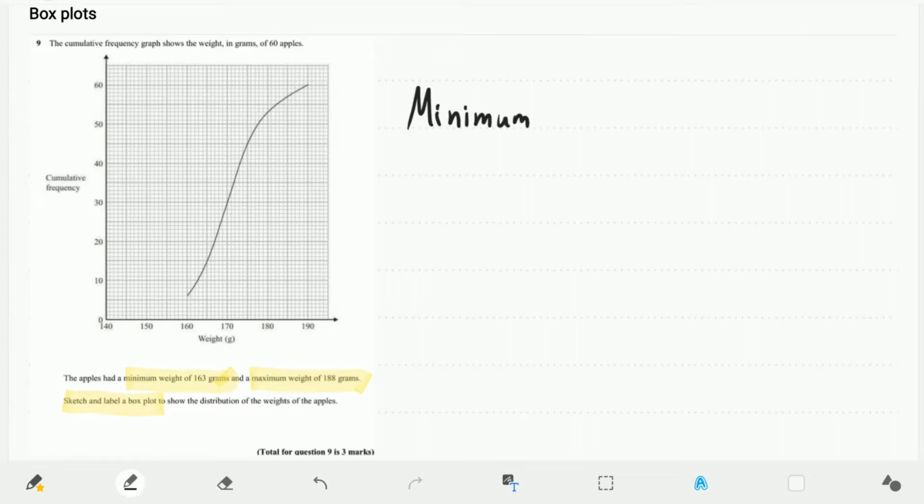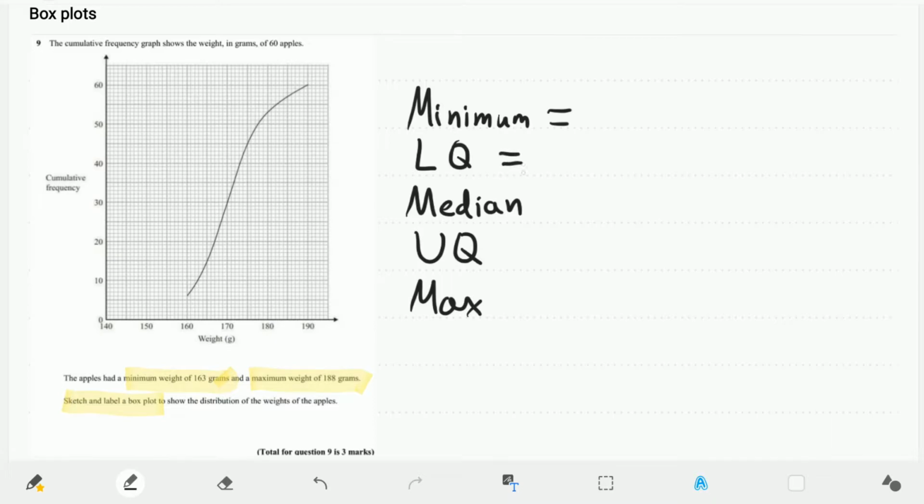The next thing it has is the lower quartile. Then it has the median. Then it has the upper quartile. And finally, it has the maximum. Alright, so if we can get all of these values from this cumulative frequency graph, then we'll be able to know what our box plot should look like. Well, we are already given the minimum weight of 163 grams, so we can write 163 there. The maximum weight is 188.